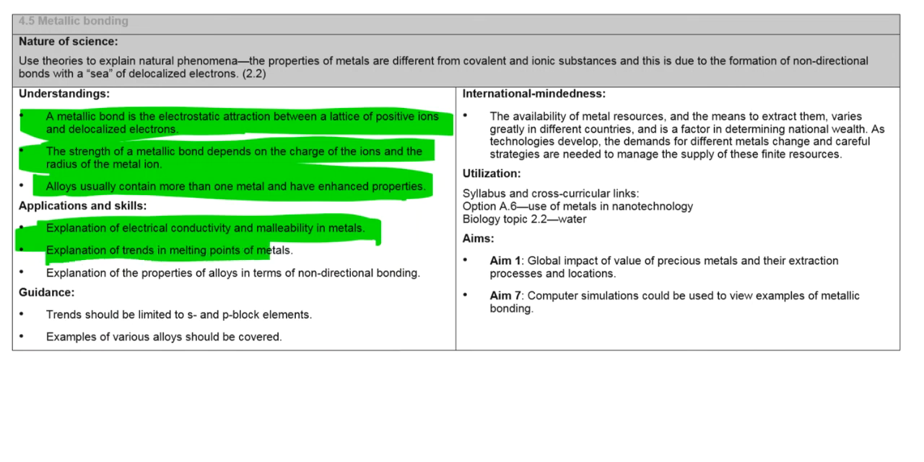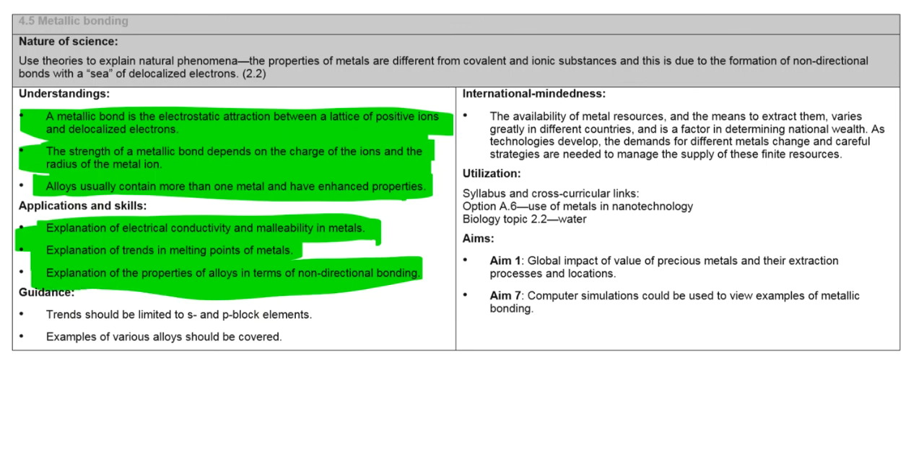Trends in melting points of metals. Remember, based on the strength of the metallic bond, the melting point changes. So the stronger the metallic bond, the higher the melting point, because more energy is needed to overcome the metallic bond. Explanation of properties of alloys.